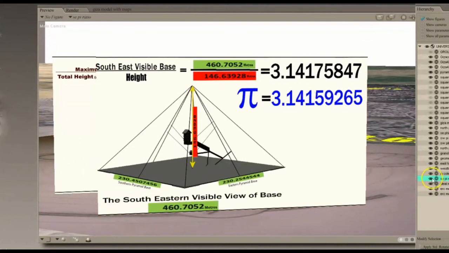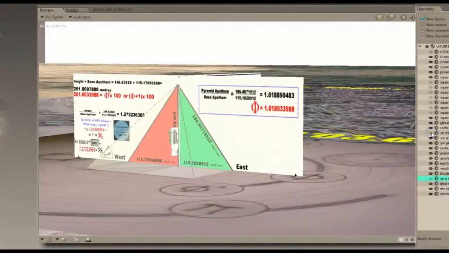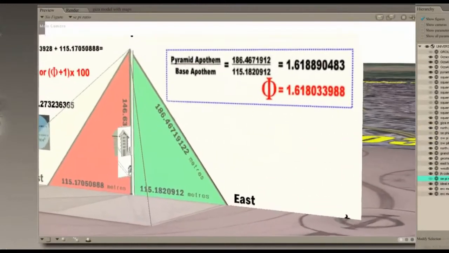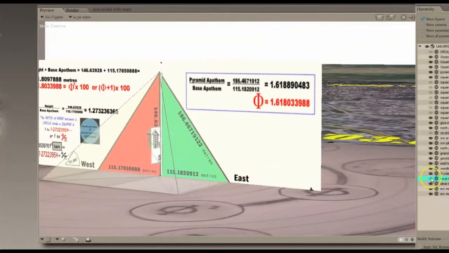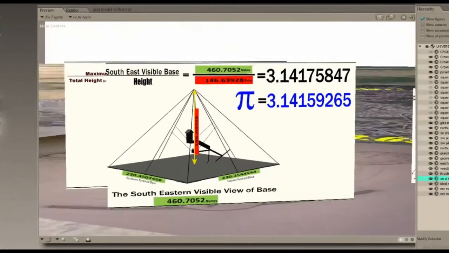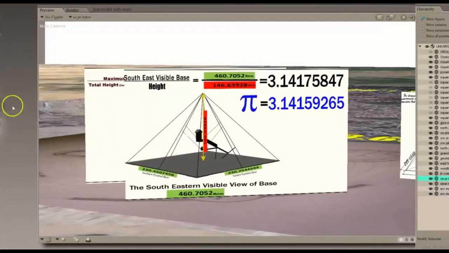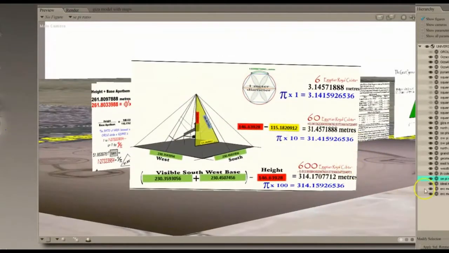So the southeastern corner has the proportion of phi, and we also have the proportions of phi squared, including the subterranean, and we also get phi through the eastern axis. Now, they are proportions, so what I'm saying is that the southeast corner represents perfect proportions. However, if we move to the southwest corner, let me get these.